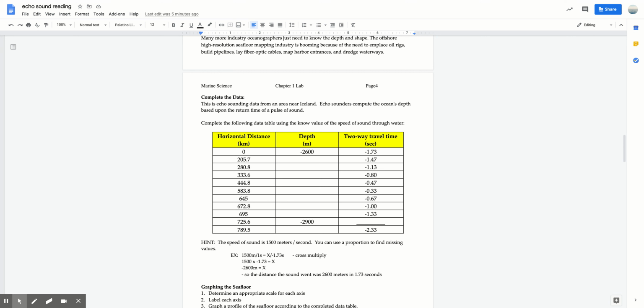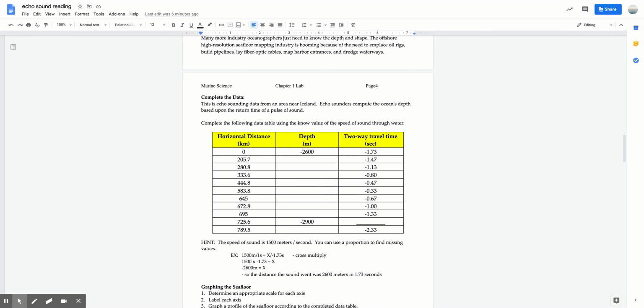seconds. Now, the negative is really only there because we're going to get negative values for our depth, and I'm going to explain that in a little bit. To get our answer here, we're going to cross multiply, and we're going to find that 1,500 multiplied by 1.73 will give us our answer, which is x. So it's negative 2,600 meters.